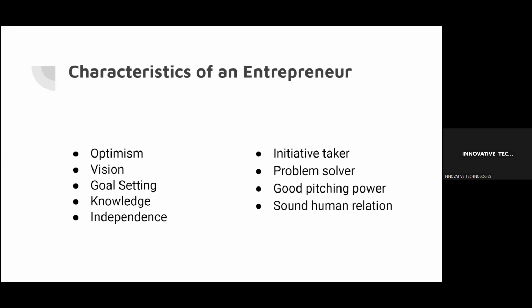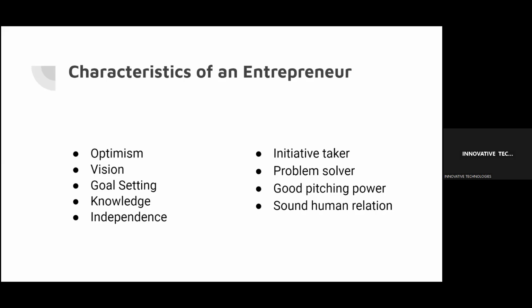And he should be a problem solver. One should have a creative mind to solve complex problems in the society. So he has to take the problems from the society, and he has to solve those problems through innovative technologies, or using technology he has to solve the problems. So he should be a problem solver.